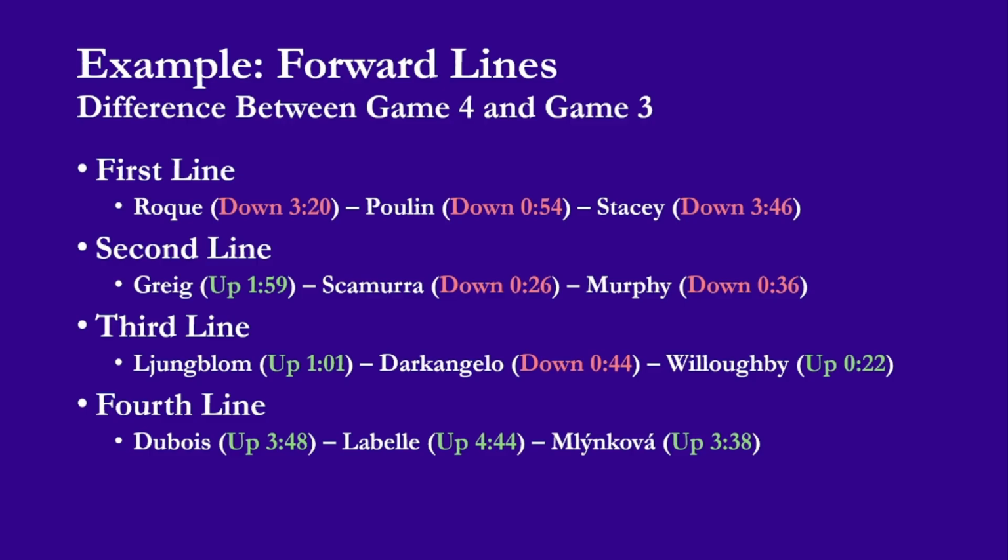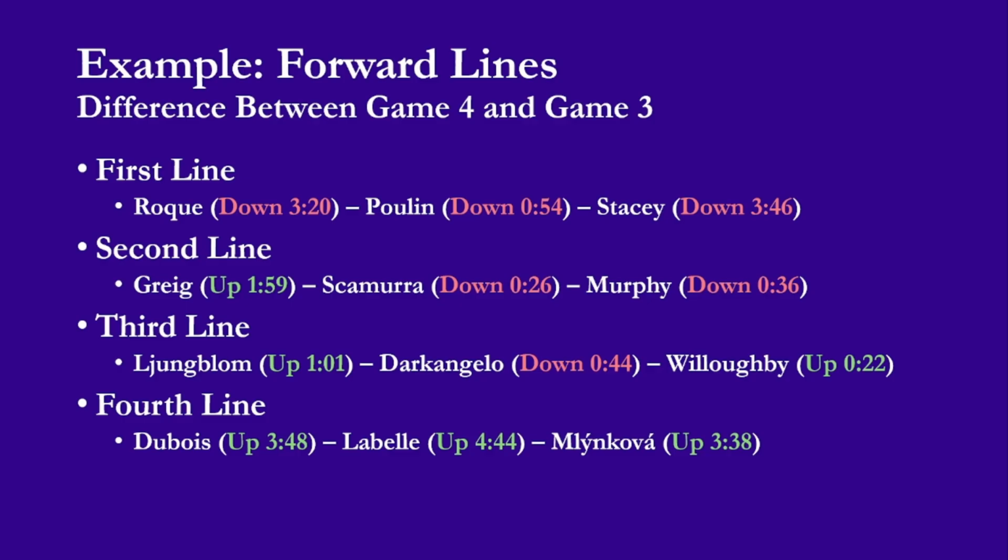They were down by more than 3 minutes of ice time. You can see on the second line, 2 of the players were down, while Grieg was up by nearly 2 minutes. And you can see the third line and the fourth line, outside of Darkangelo, all the players had more playing time in the game that was more of a blowout. So in the close game, all those top line players were out there more frequently and they could play them less in the game that was more out of hand, or at least it got more out of hand in the third period.